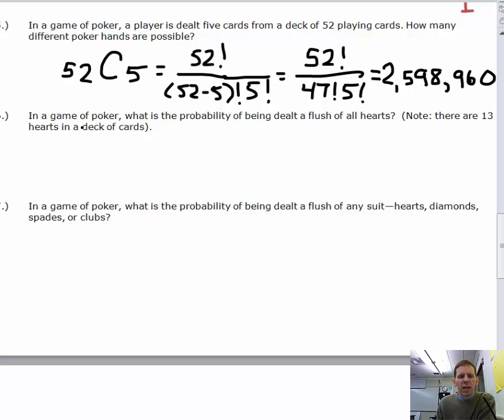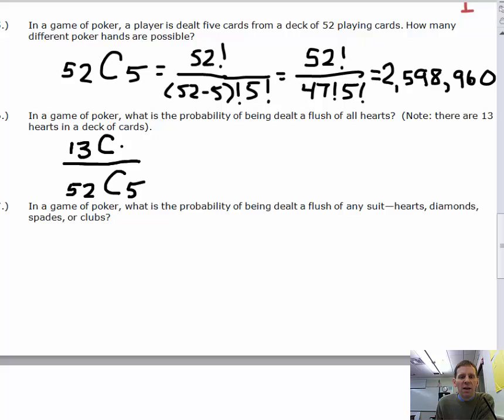Now in 6, we're going to look at a specific hand. The probability of being dealt a flush of all hearts. There are 13 hearts in a deck of cards, so out of the 52 cards, 13 of them are hearts. It's a probability question, so our sample space, the total number of hands possible, is what's going to go in the denominator. You can call that 52 choose 5. The numerator is the specific event of being dealt a flush. Now we know that there are 13 hearts. Of those 13, we're going to choose 5.